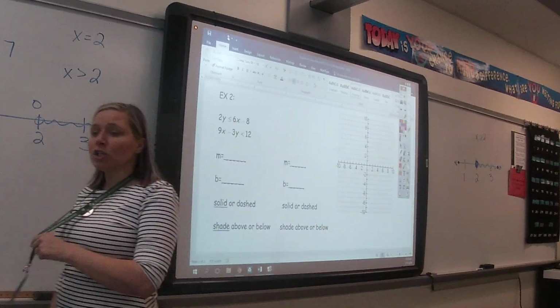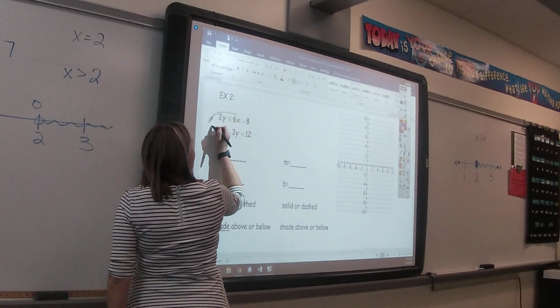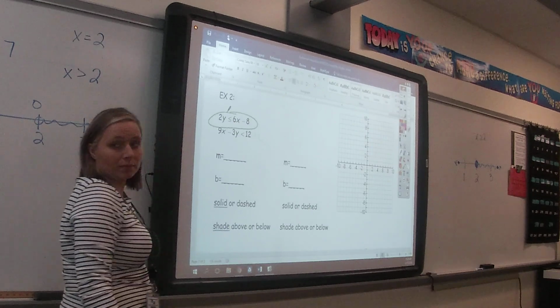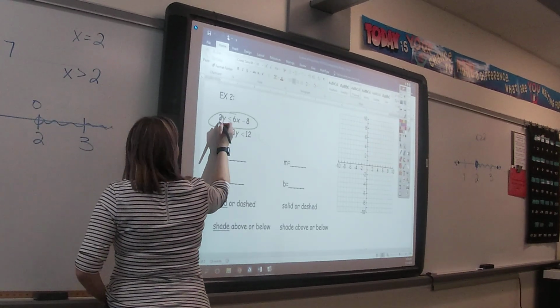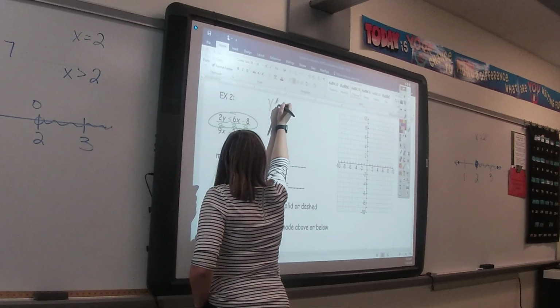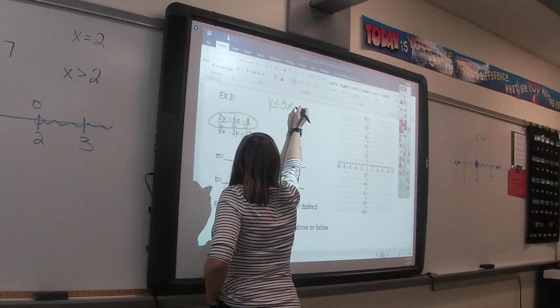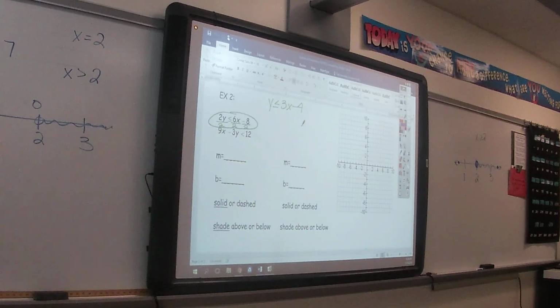Okay, so we're going to start with the first inequality. 2y is less than or equal to 6x minus 8. What are we going to have to do first? Find the slope. Solve it for y. Why? Right, because the rule says for us to just use that shading above, shading below, we have to be solved for y. So that's why we're doing that first.